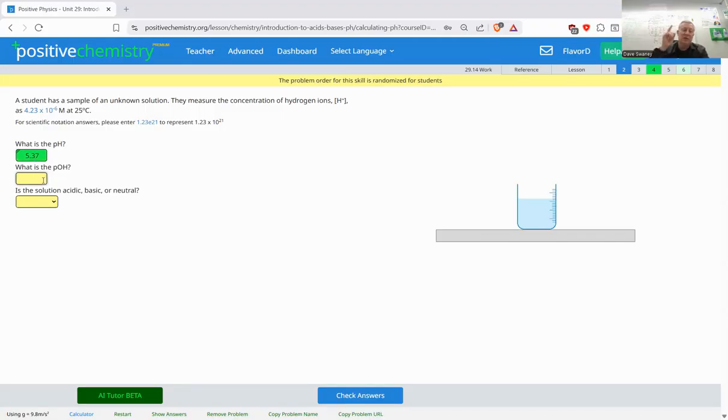What is pOH? 14 minus whatever you just said for pH. So that is 8.63. Whoopsie. Here you go. And the pH is under 7, so it is acidic.